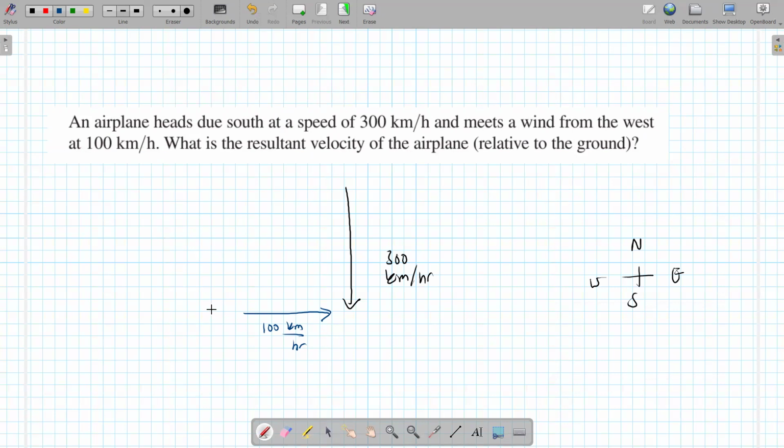Anyways, the wind is coming from the west, the plane's going south. What is the resultant velocity of the plane? Okay, here's a question for you. Is the answer 400? Because there's 300 going south and the wind is coming 100 from the west, so the answer should be 400. Is that right? No. Why not?